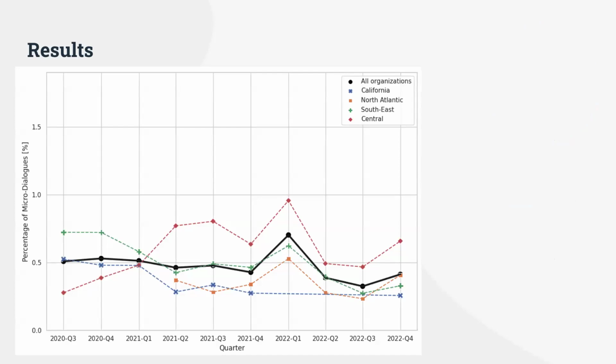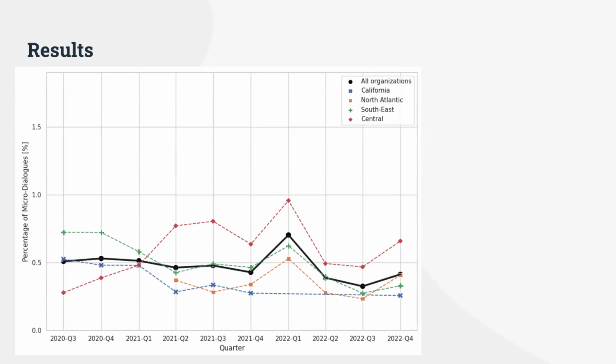Okay, so those are the key results, I would say. As you can see here, the percentage of micro-dialogues over time and across US regions, the dotted lines here are different regions, and the black line is an average of the entire US. It is really, really sparse. And you can see that the percentage is around 0.5% of micro-dialogues, which is really low.